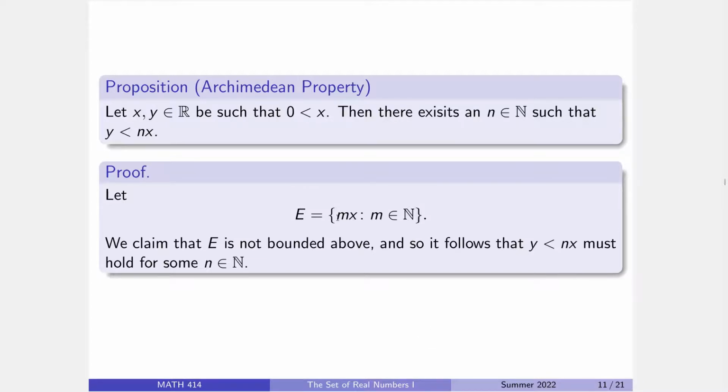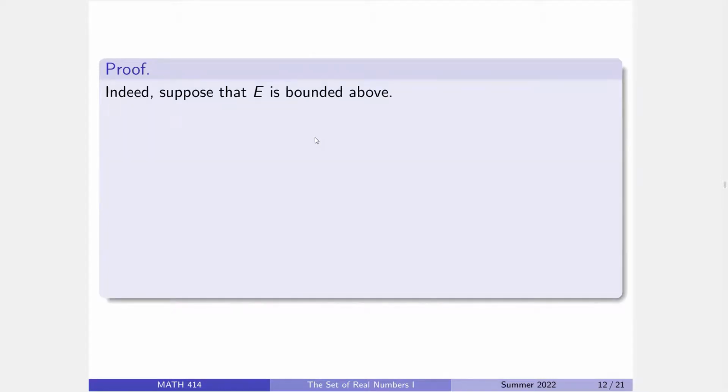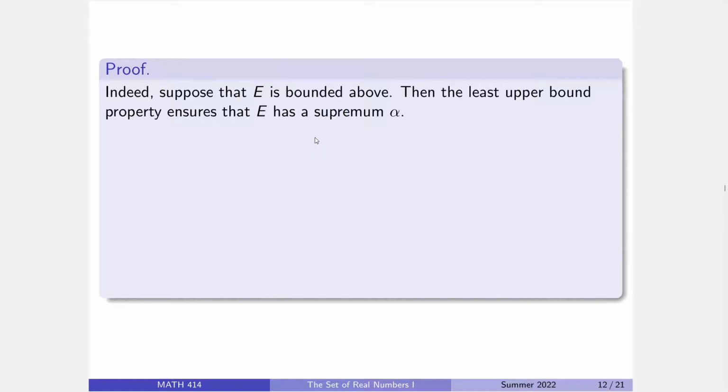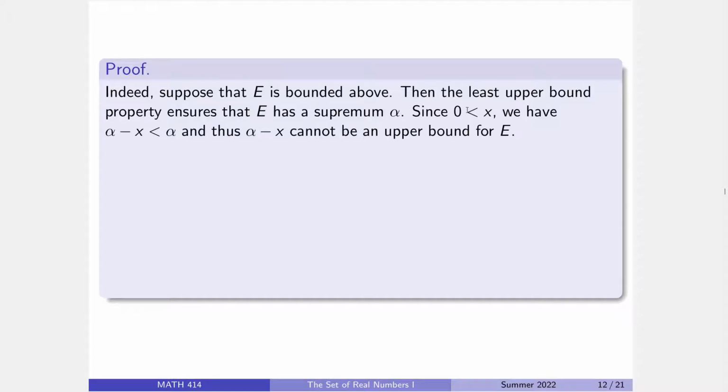Okay, so E, note, is clearly a non-empty set. It's got x in it, for example, so if it was bounded above, it has to have a supremum. Now, let's show that if it had a supremum, we've got a problem. And now note, I'm going to explicitly use the hypothesis that x is strictly positive, because if I take alpha and subtract x off of it, that has to be strictly less than alpha.